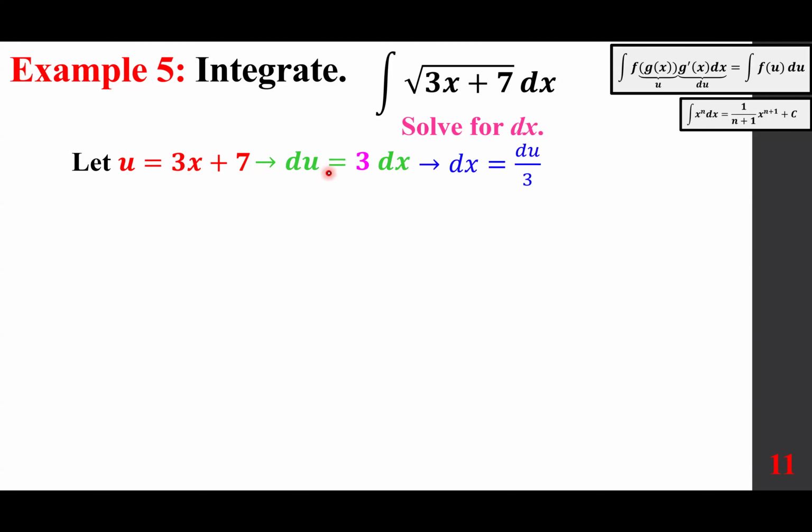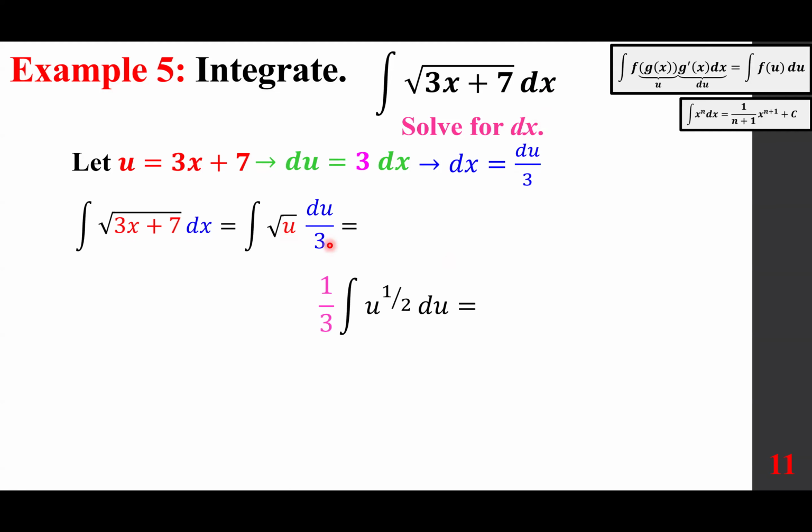So this, you write it, and it becomes square root of u. Dx is du over 3. And again, because we want to integrate, we're going to write this as u to the power of 1/2, and 1/3, we're going to take it out. Please understand these two are the same. And we can move on from here.